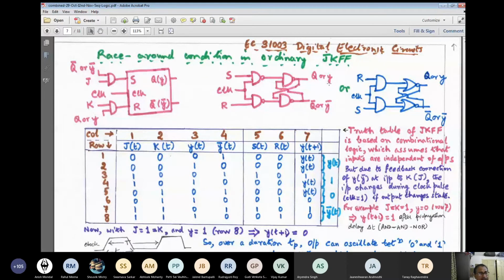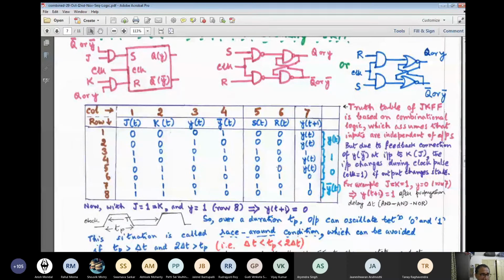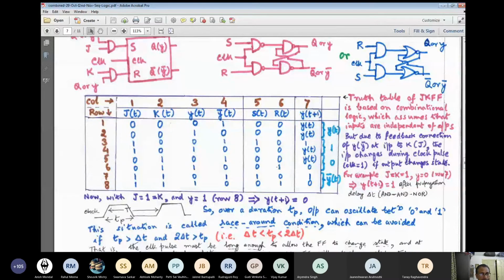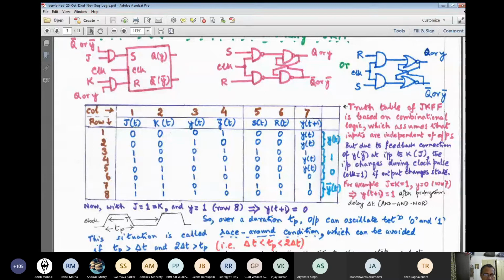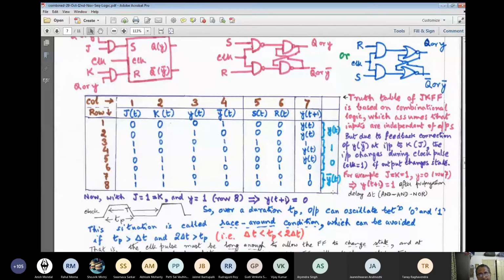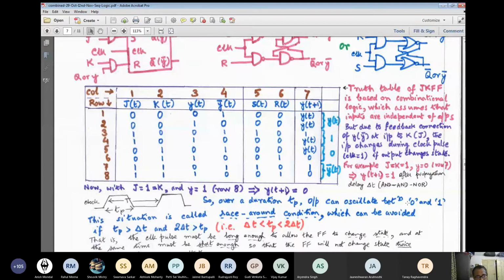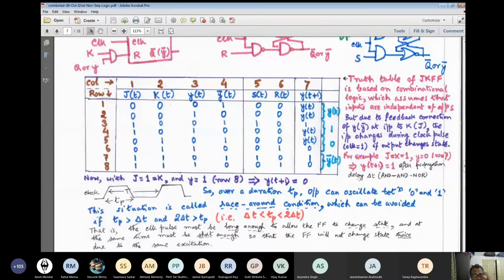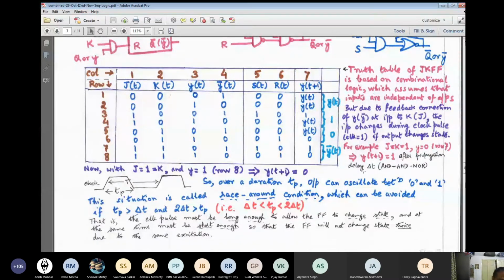So if it is a level triggered flip-flop and the duration tp means so long as the clock is at logic 1 state, and the delay through the NOR or NAND gates is very small, then the output can oscillate. It can become 0 once, then become 1, and so on. This oscillation will cause difficulty in reading the output. We never know whether it is 0 or 1. So I have to wait for the clock to fall to 0, and that can create problems in the design of a sequential circuit.